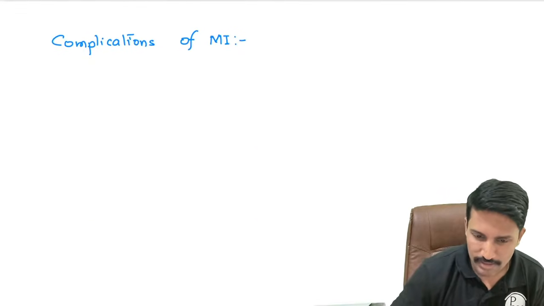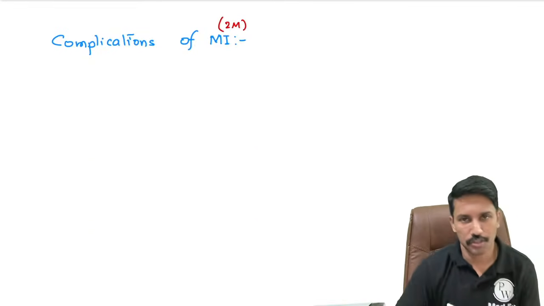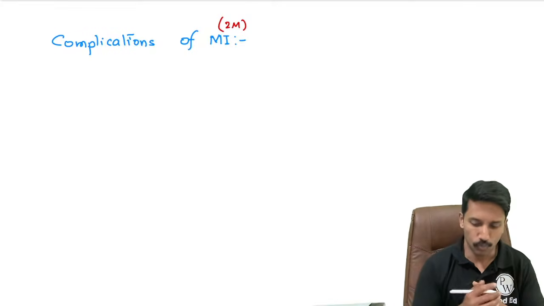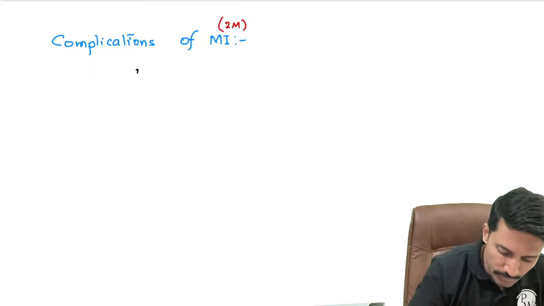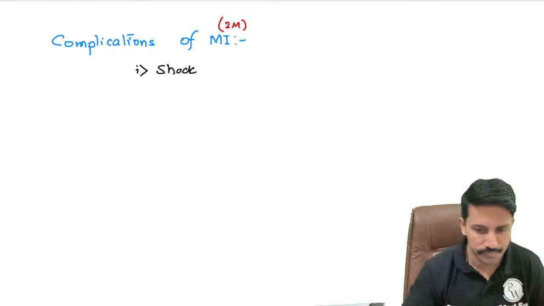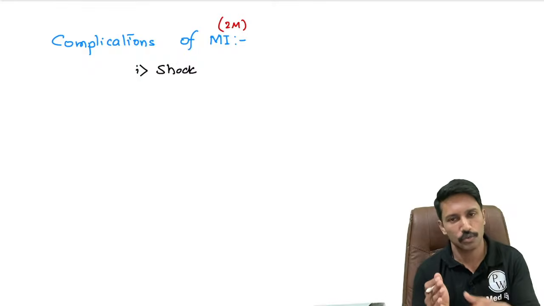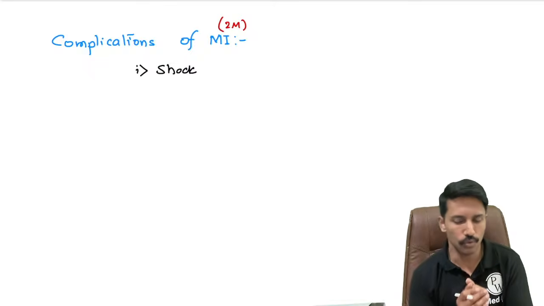Now, sometimes they can ask a 2-mark question on the complications of myocardial infarction. What complications it can lead to, right? So we will list some of them. The first one is shock. Of course, your heart is not getting sufficient blood supply, it is not going to contract well. So cardiac output will come down, patients can go into shock.